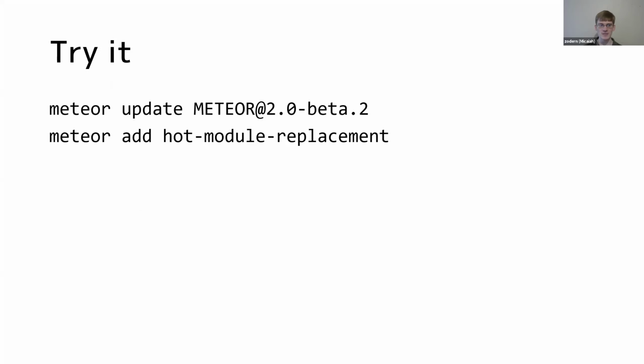You can try HMR now. It's part of the Meteor 2 beta. So you update your app to the Meteor 2 beta and add the hot module replacement package. For React, this is all you have to do. For Svelte, you can use the Svelte compiler that supports HMR, or you can use the HMR API to create your own integrations. Now, it's in beta, so there are some issues.